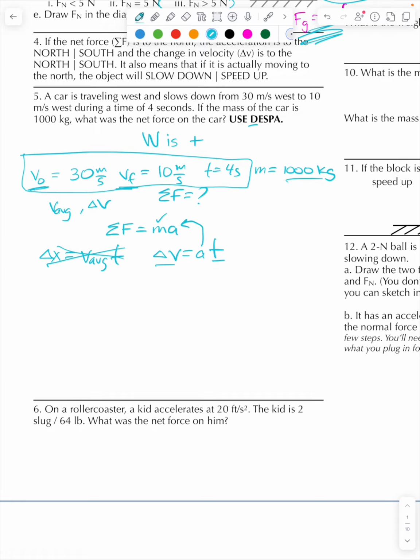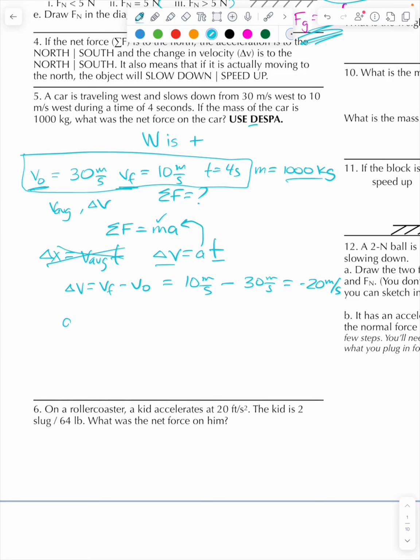So what we do is first find the change in velocity. The change in velocity is just the final minus the initial velocity. The final is 10 meters per second. It was positive because it was to the west. And the initial was 30 meters per second. Again, you don't have to show this work on the final. I'm not going to see it. I'm just going to see your Scantron. So negative 20 meters per second.